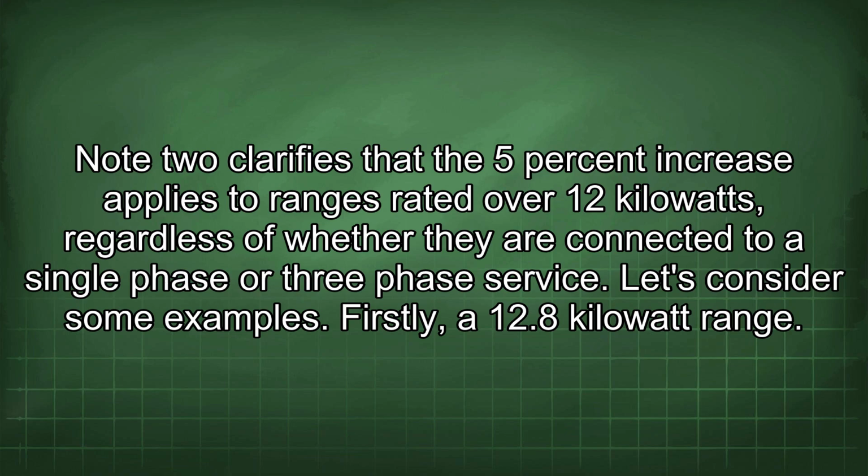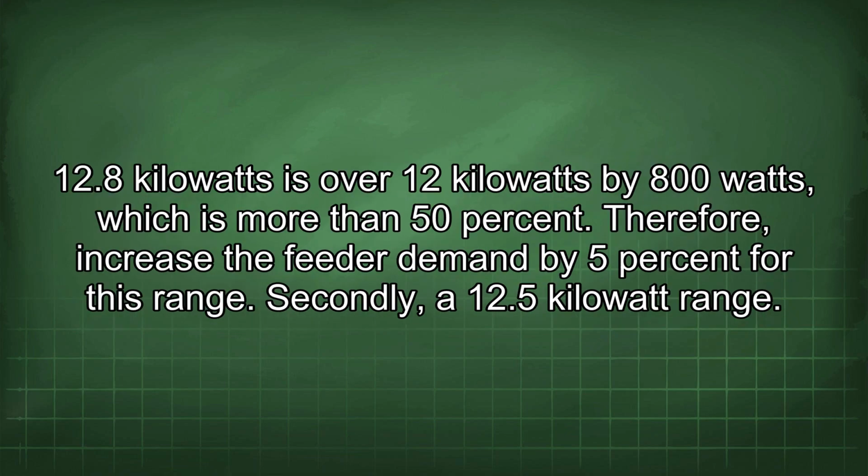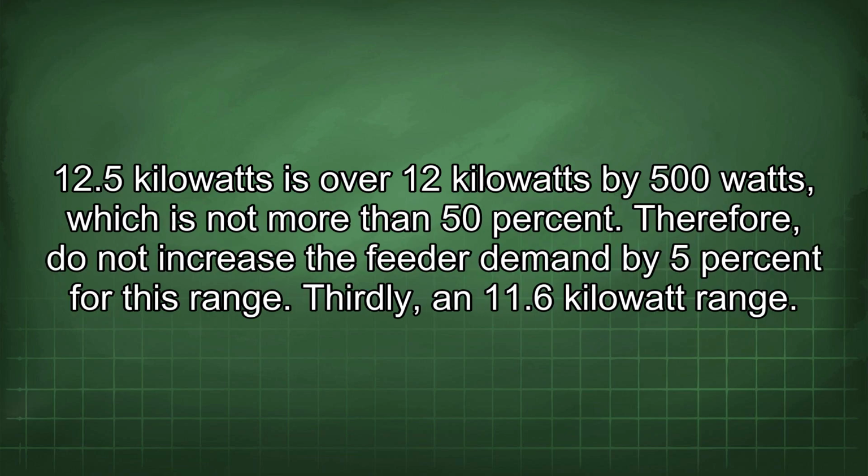Let's consider some examples. Firstly, a 12.8 kilowatt range. 12.8 kilowatts is over 12 kilowatts by 800 watts, which is more than 50%. Therefore, increase the feeder demand by 5% for this range. Secondly, a 12.5 kilowatt range. 12.5 kilowatts is over 12 kilowatts by 500 watts, which is not more than 50%. Therefore, do not increase the feeder demand by 5% for this range.